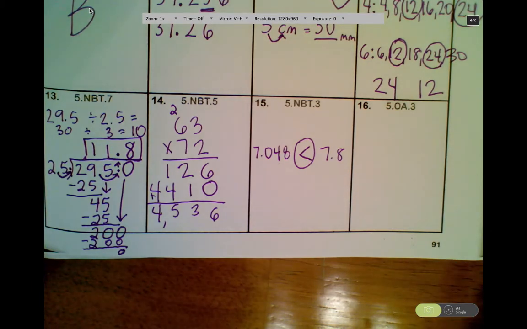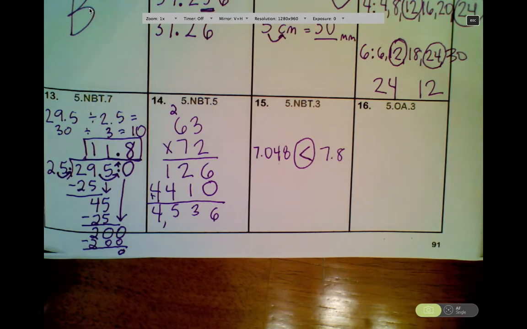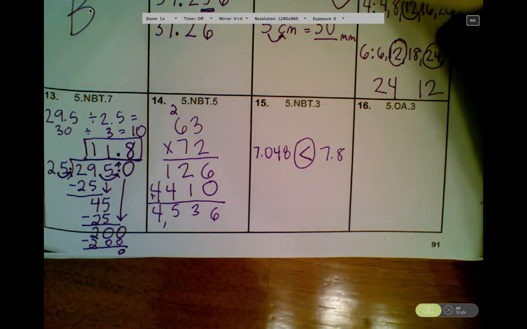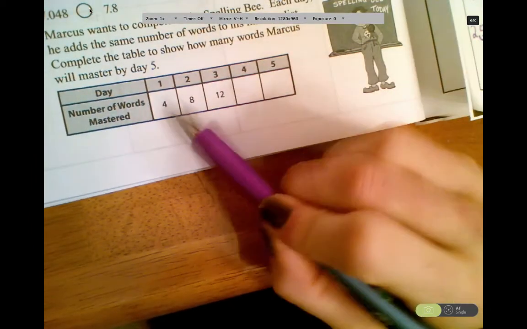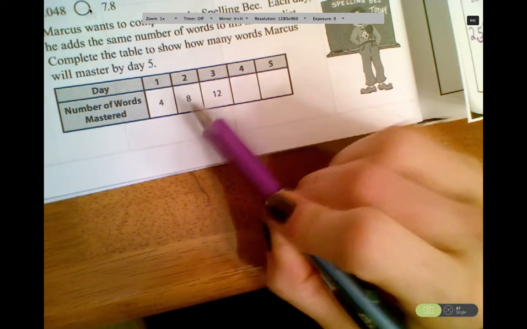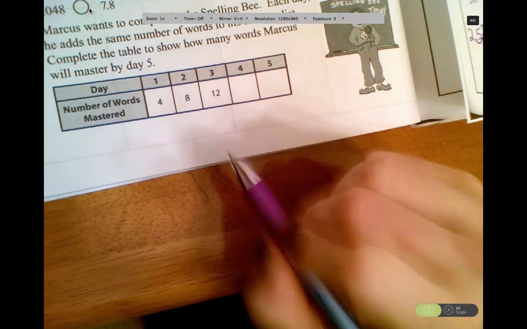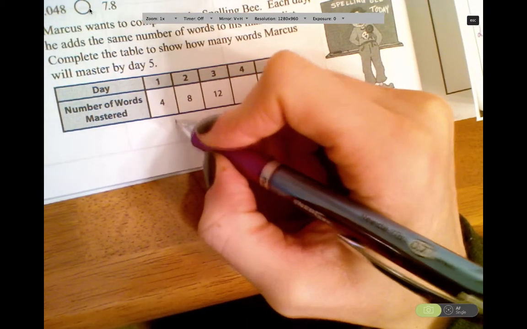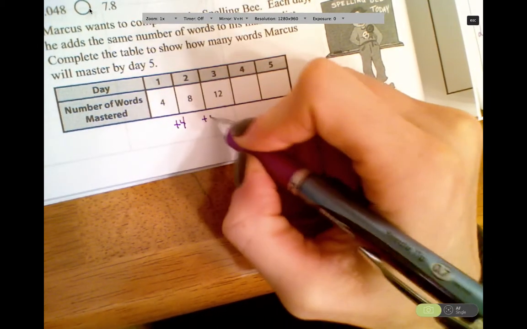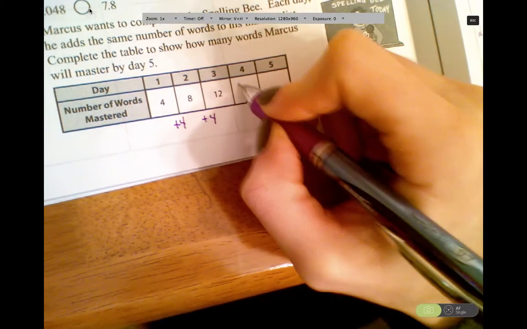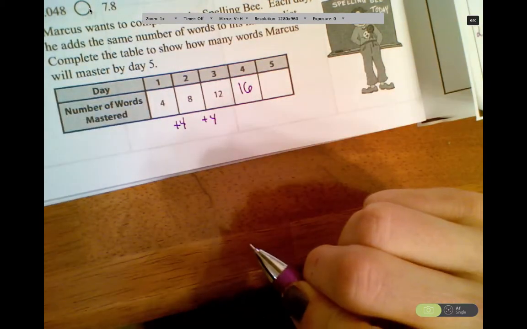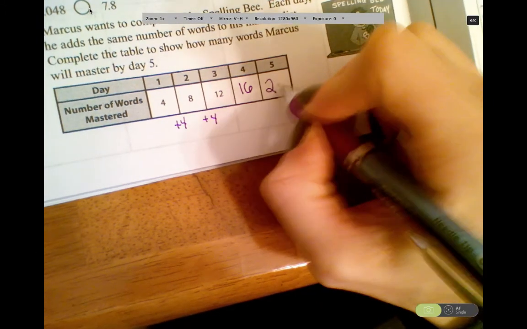And number 16, Marcus wants to compete in a spelling bee. Each day he adds the same number of words to his mastery list. Complete the table to show how many words Marcus will master by day 5. You look at your table, you can see the pattern here. On day 1, he had 4 words mastered. Day 2, he had 8. Day 3, he had 12. So he is adding 4 words every day. So on day 4, he would have 16 words mastered. And on day 5, he will have 20 words mastered.